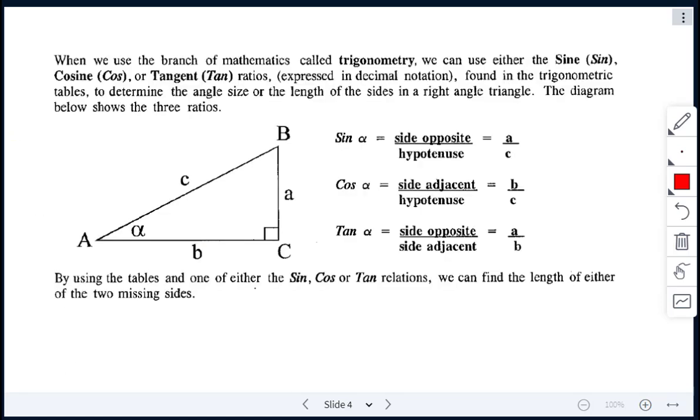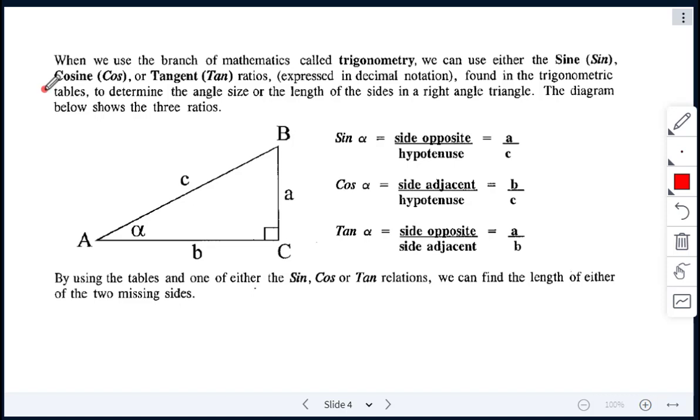All right, so next we'll start looking at the ratios. There are three ratios. They are called sine, cosine, and tangent. In brackets, we have abbreviations: SIN represents sine, COS is for cosine, and TAN is tangent. There's a chart I can show you, but we will also be using our calculators. We can use these three ratios to determine the angle size or the length of the sides in a right angle triangle.